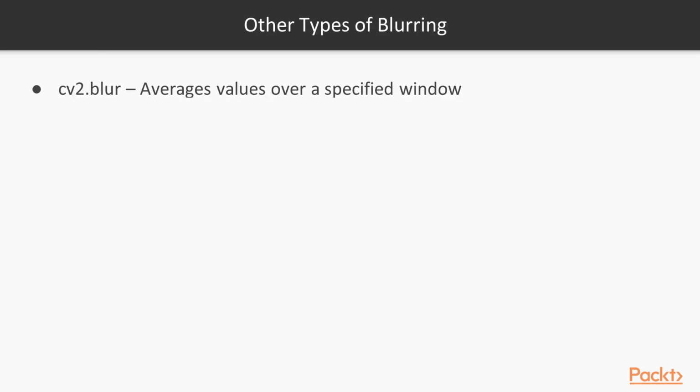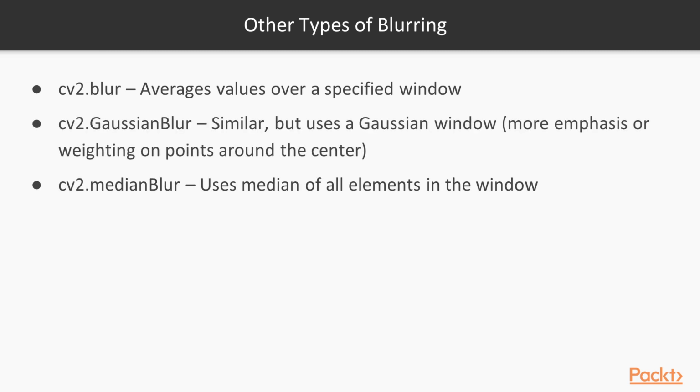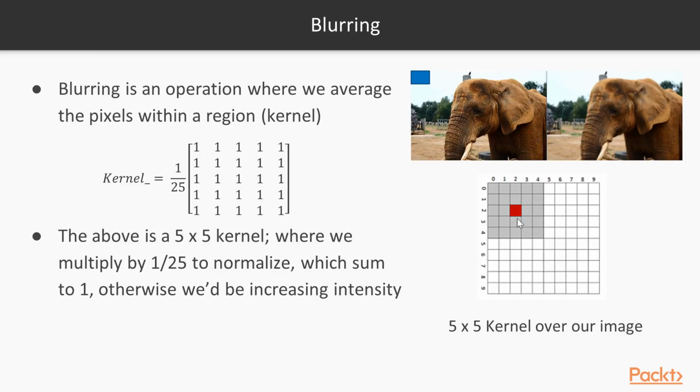So there are other types of blurring. That was a very simple blurring that averaged values over a specified window. However, there's Gaussian blur, which is similar but uses a Gaussian window, so there's more emphasis on weighting the points around the center. Remember, we have a 5x5 kernel here. With a Gaussian one, the points that are close to the center are more emphasized, or more important, as opposed to the points at the edges. Remember, a normal or Gaussian distribution is a bell curve, so the points at the extremities are less weighted or less important in the blurring.